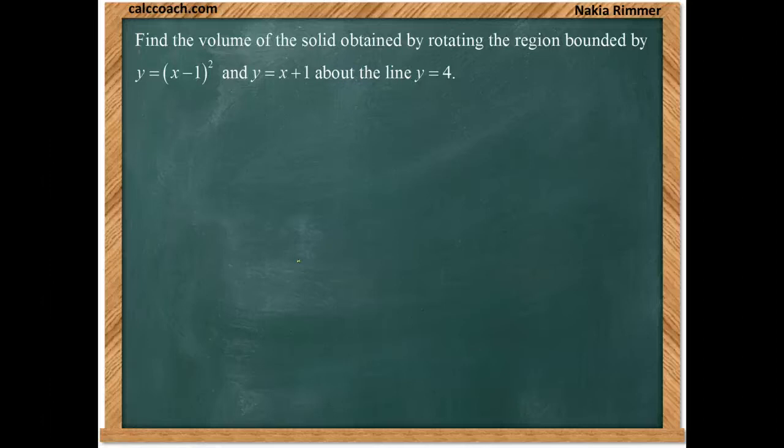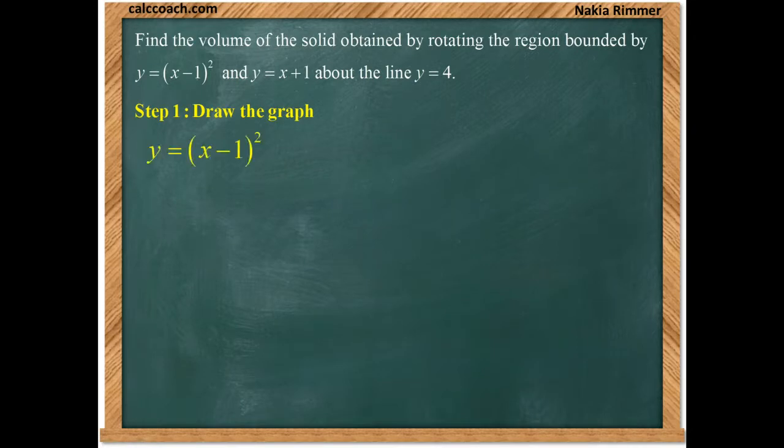Find the volume of the solid obtained by rotating the region bounded by y equals the quantity x minus 1 squared and y equals x plus 1. This will be rotated about the line y equals 4. We should start with the drawing of the graph.